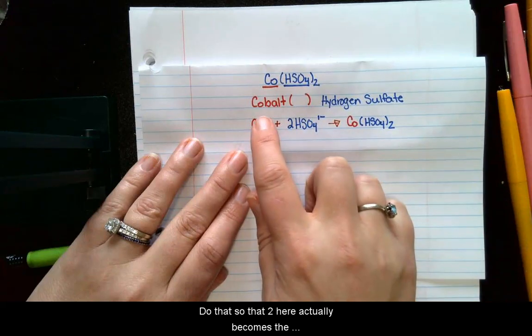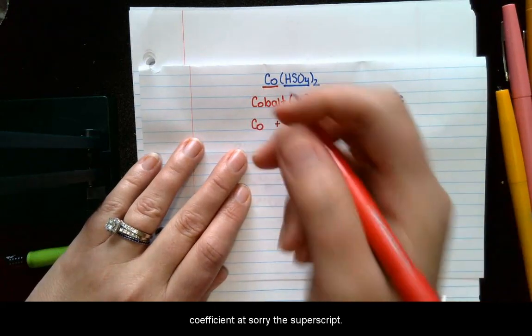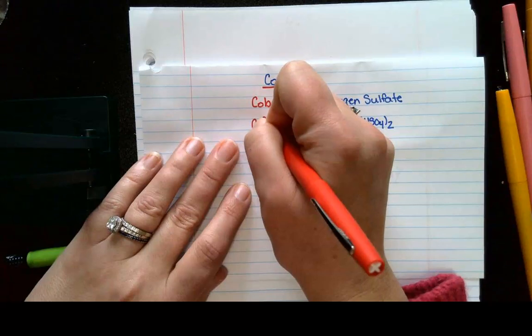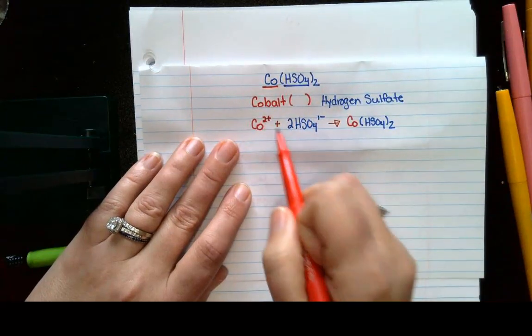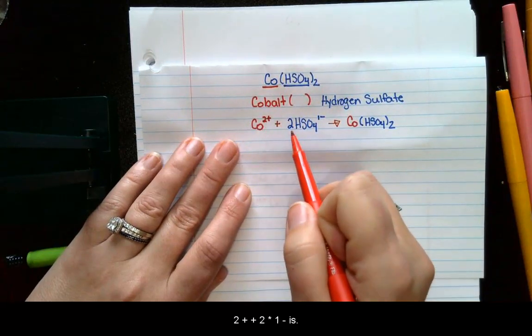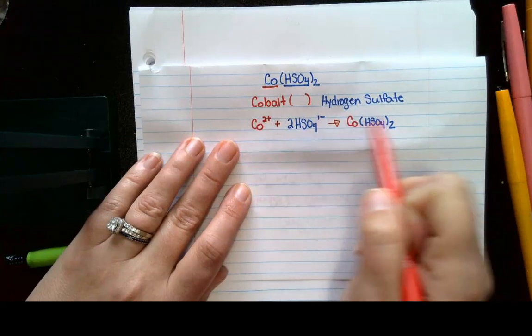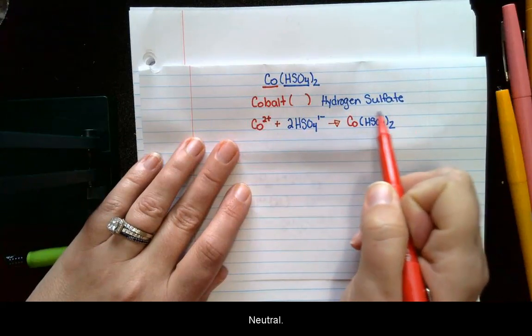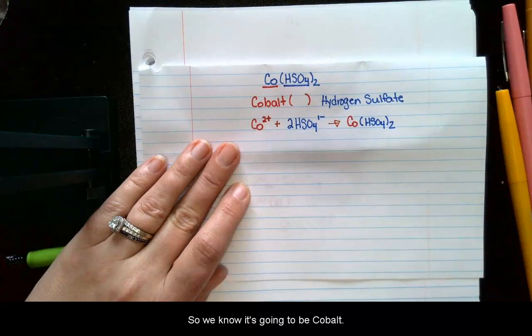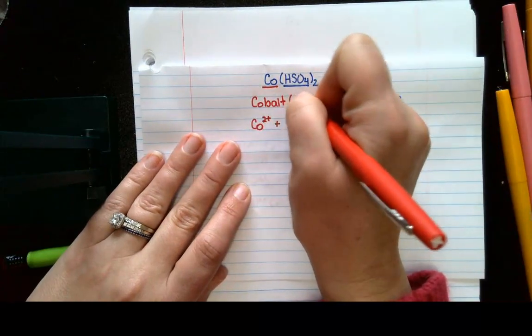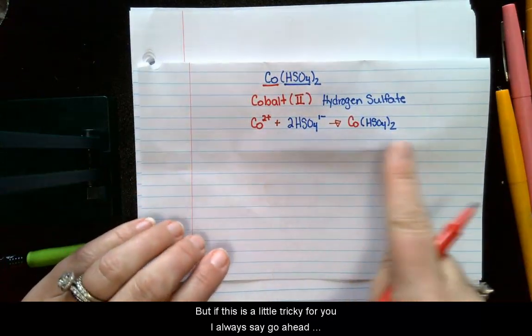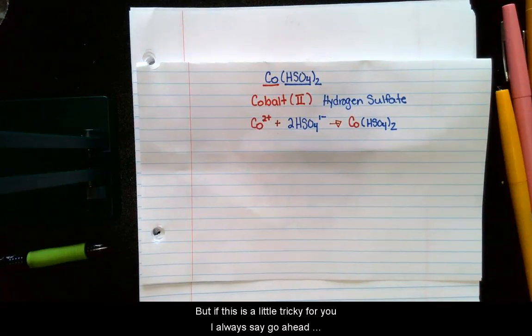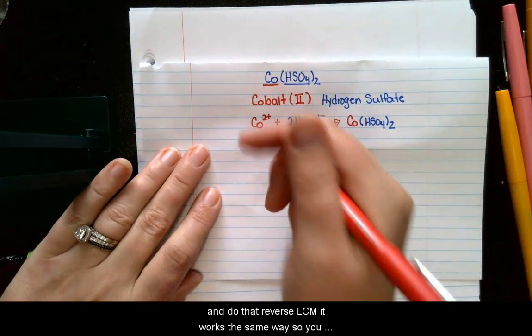So that 2 here actually becomes the superscript of cobalt. Cobalt 2 plus, because 2 plus, plus 2 times 1 negative is 2 negative, equals a neutral compound. So we know it's going to be cobalt 2. But if this is a little tricky for you, I always say go ahead and do that reverse LCM. It works the same way.